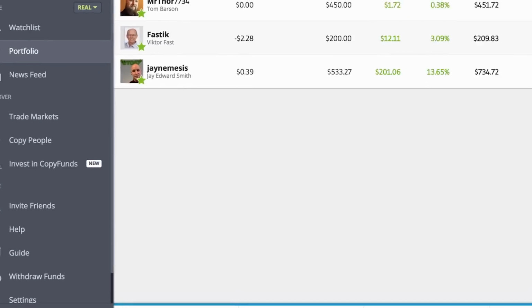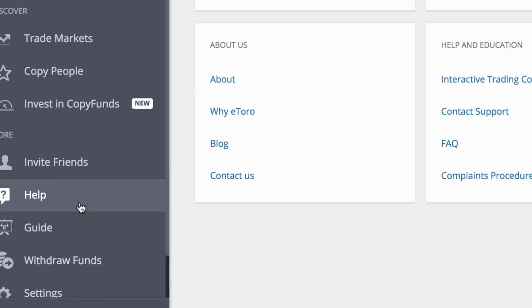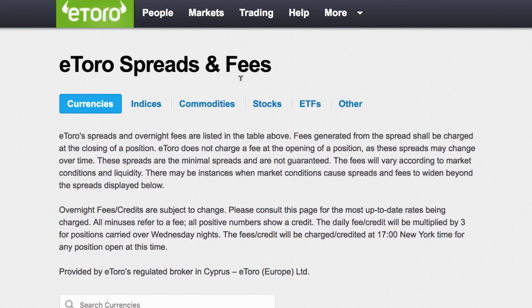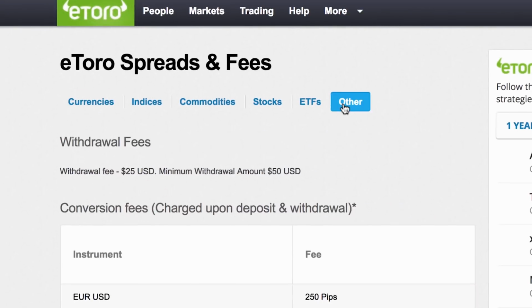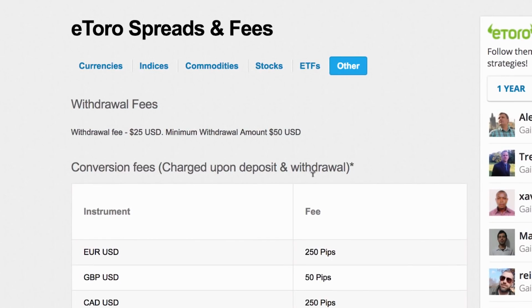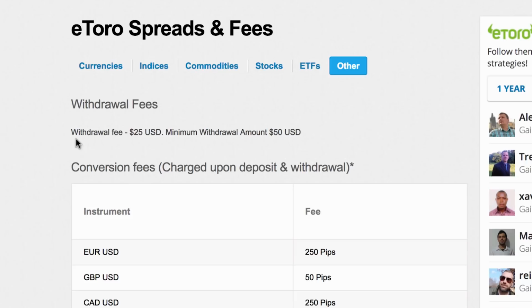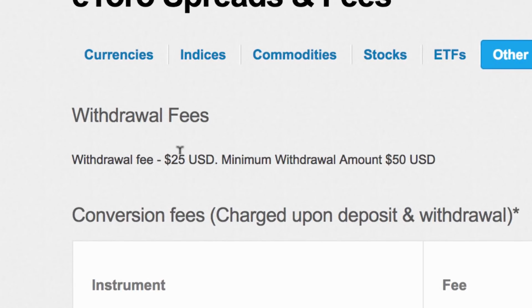The place you can check all of this stuff, you go to Help, and you can go to the fees page, and this is like your central hub for everything about fees. There's all the stuff about spread fees and overnight fees, which I'll talk about later. Under Other, you can see the conversion fees. Withdrawal fee at the top: $25 USD, and the minimum withdrawal amount is $50. So the minimum you can withdraw is $50 and you'll get charged a flat $25 withdrawal fee.